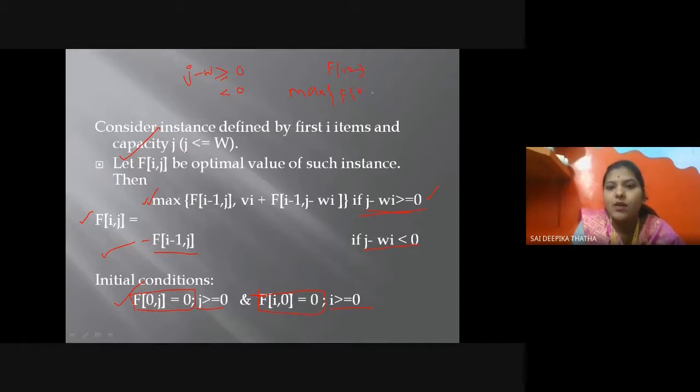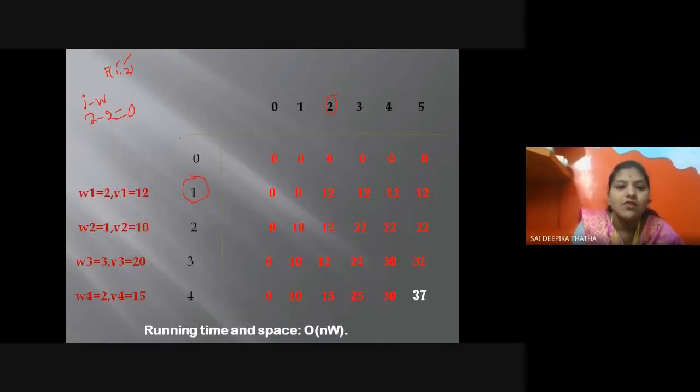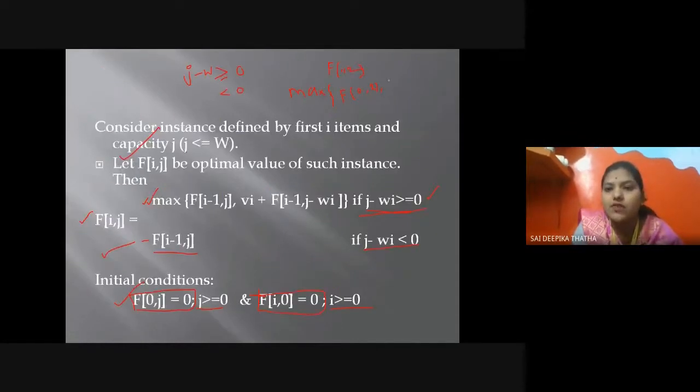0, comma, what is my j value? It is going to be 2. Comma, what is my vi value? This is the vi value. Since we are solving for the first row, this value should be taken, which is nothing but v1, 12. So I am straight away taking 12 in place of vi. Plus, next, f of i minus 1 comma j minus 1. What is my value of i? It is going to be 1. 1 minus 1, it is going to be 0.